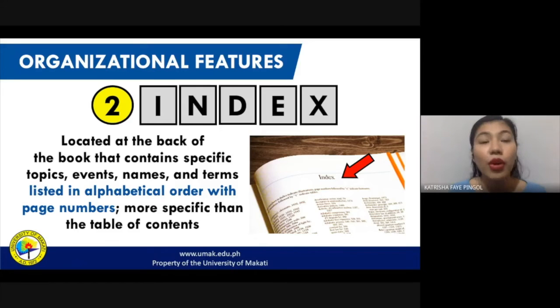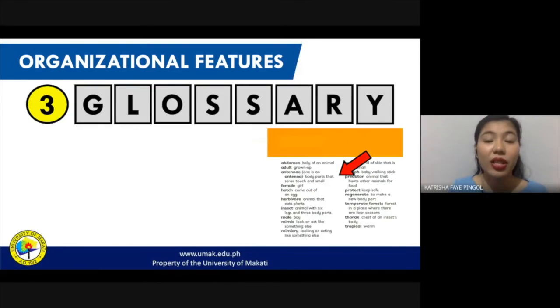More often than not, these are terms. And these specific terms are listed in alphabetical order together with the page number where you can find them. These are, like I mentioned earlier, more specific than the table of contents. Okay. Next one is the glossary.